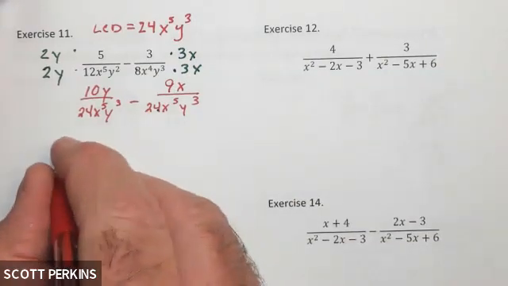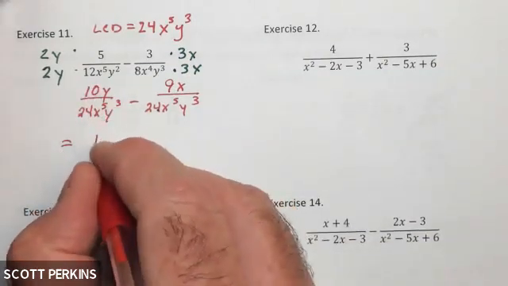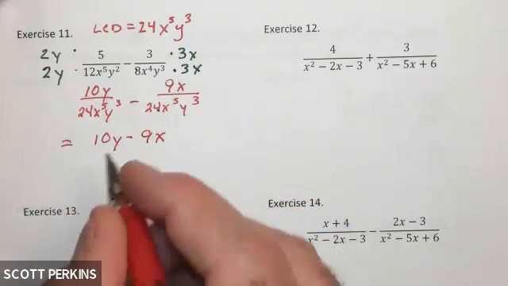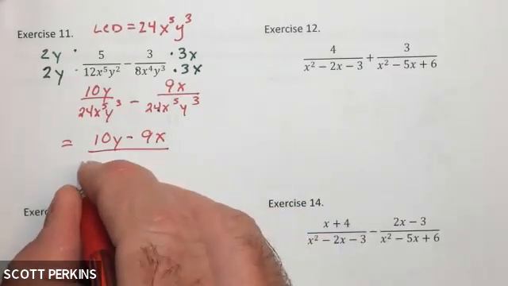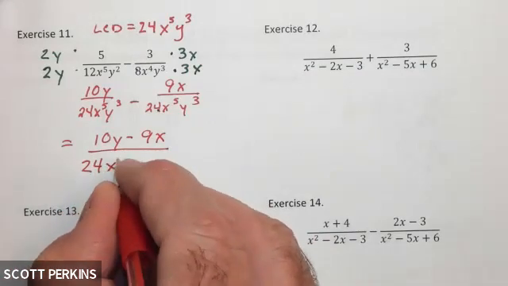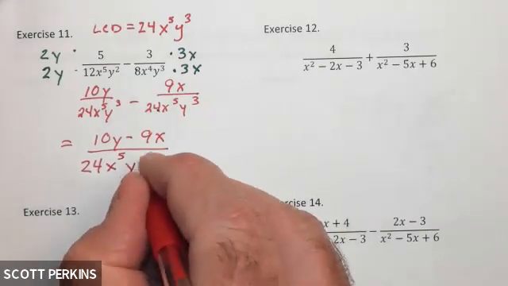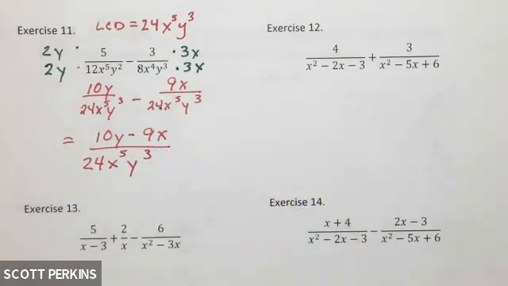Now I'm going to do my subtraction. I've got a pair of monomials, so I've got 10y minus 9x. Nothing is common between them, so there's going to be no reducing to do. If you used some number other than 24, then you do have a common factor that you've got to take out and reduce. But I saved myself a little work by using the least common denominator.